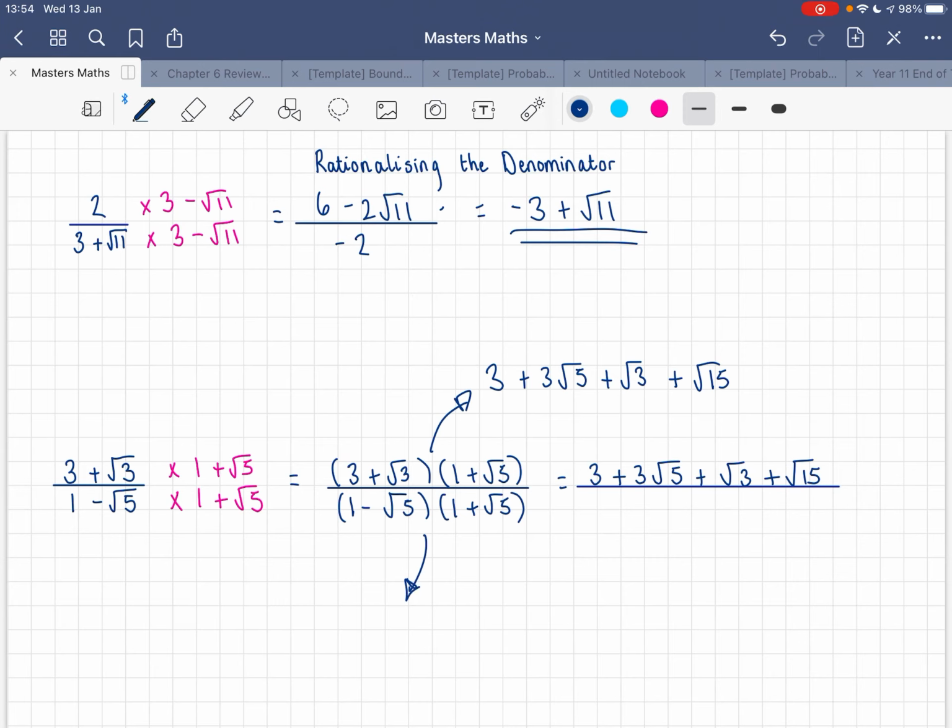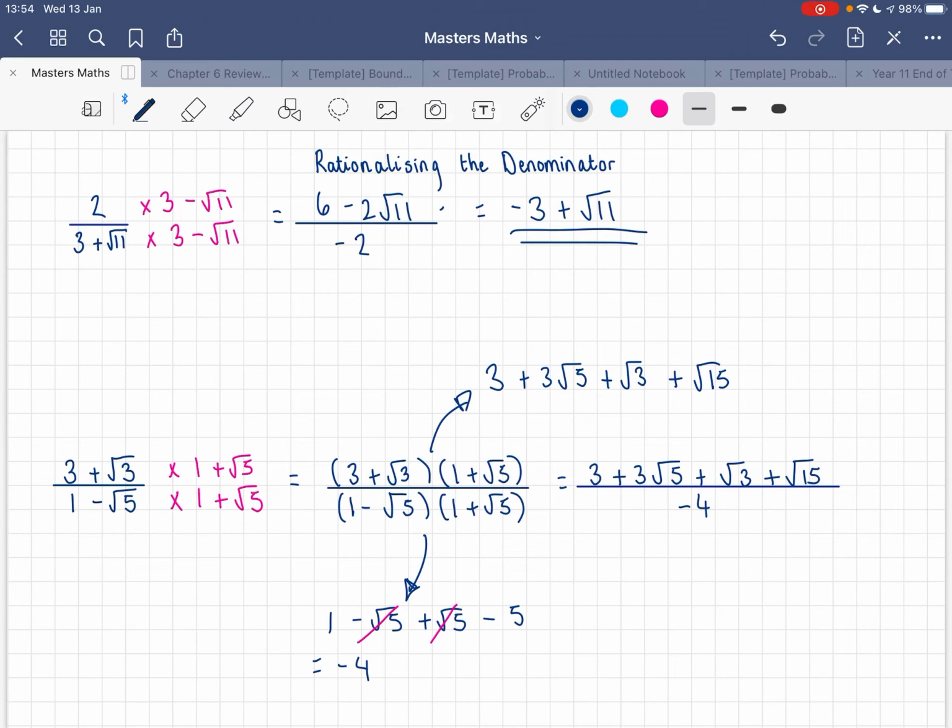The denominator, however, is going to become an integer. So I have 1 times 1 is 1, minus root 5 times 1 is minus root 5, 1 times root 5 is plus root 5, and then minus root 5 times positive root 5 makes negative 5. The roots cancel each other out: minus root 5 plus root 5 makes 0 when you add them together. That leaves you with 1 minus 5, which is negative 4, and that is our denominator. It might be negative, but it is rational, so we can leave it as it is.